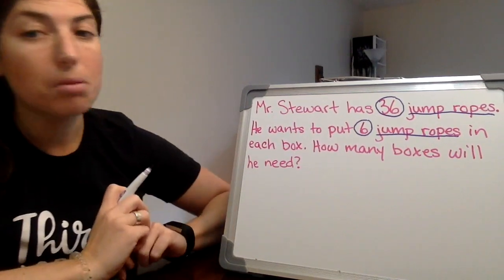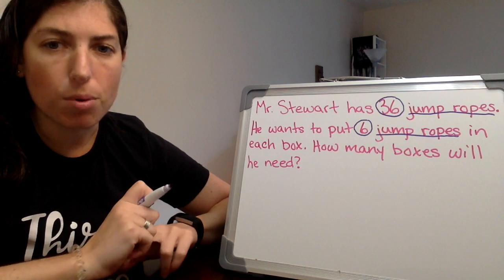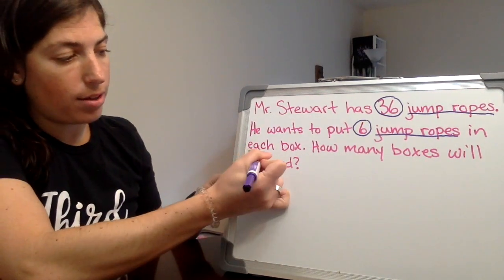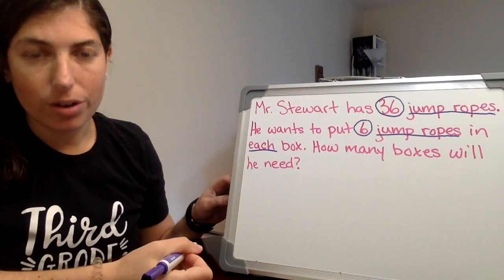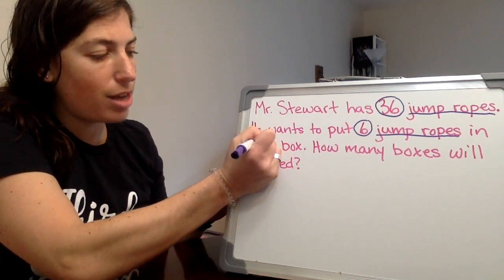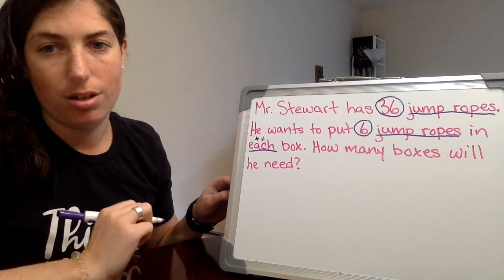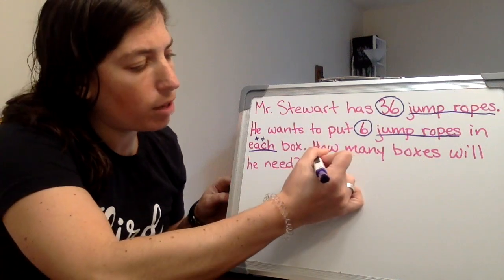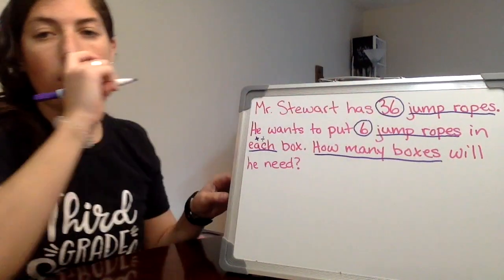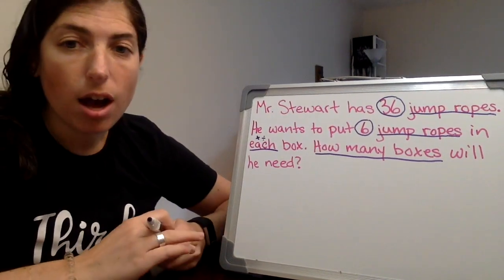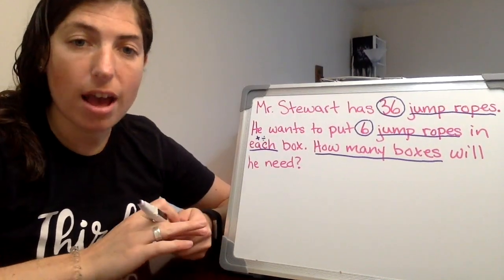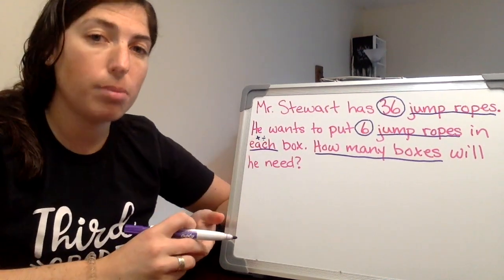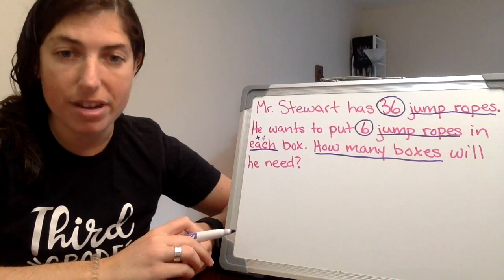So I did my numbers. Okay, now I need to go back and underline my important words. Those important words, right away, this word, each. Each, it tells me multiplication or division. Okay. And then I should underline my question so I know what I'm looking for. How many boxes will he need? Okay. Again, I see that word each. I have a strategy to figure out if I'm going to be multiplying or dividing that I should be doing every time to make my life easier.